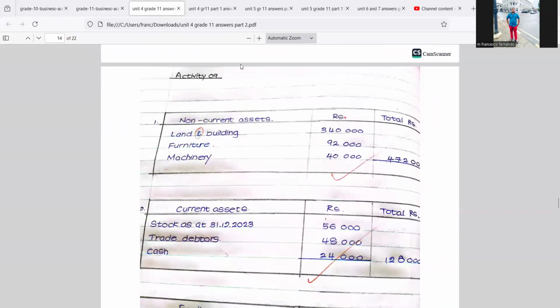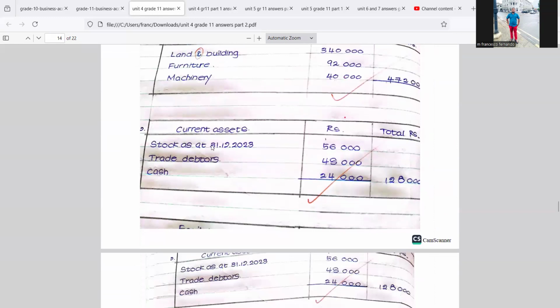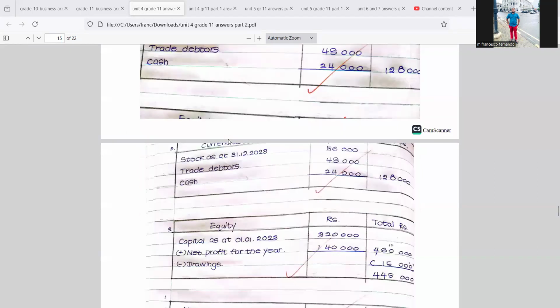Then if you go to activity 9, first of all, you are being asked to categorize these as current and non-current. Under non-current assets, you have three items: land and building, furniture, machinery. Under current assets, you have inventory. Stock is a synonym for inventory, yeah? Trade debtors and cash. And remember here, it should be closing stock. It's not a must to write it like the student wrote, stock cash at 31st 12 2023. It's enough even if you write inventory or stock, right? No need to write closing stock. But remember here we put only the closing stock and not the opening stock.